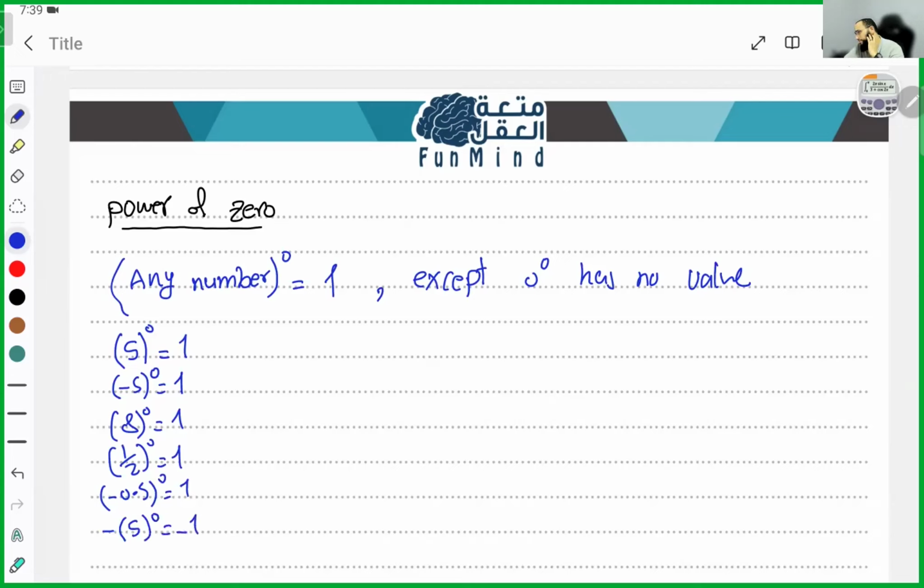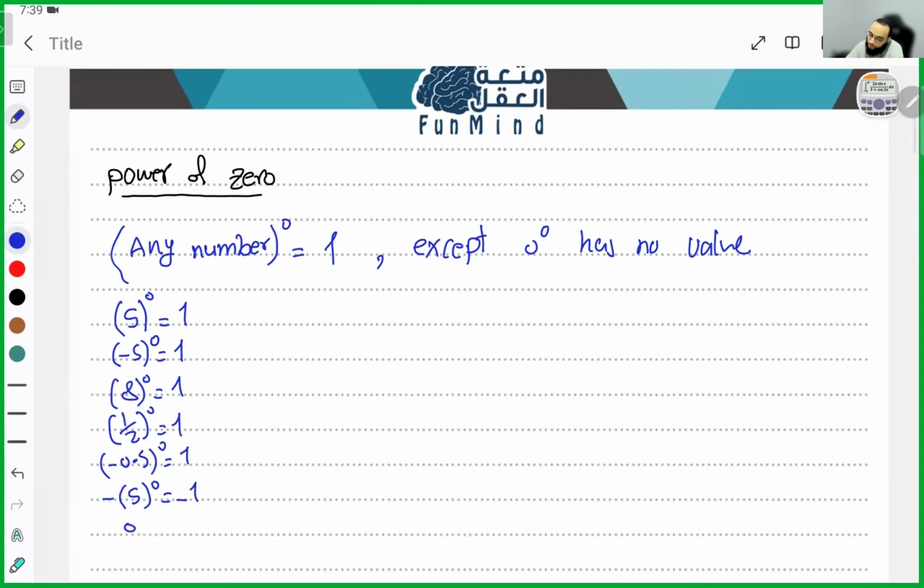You know why? Because here the negative is outside the bracket. But here, the negative is inside the bracket, so it gets deleted. But if you have 0 power of 0, it doesn't work. It has no value. You know why 0 power of 0 has no value?